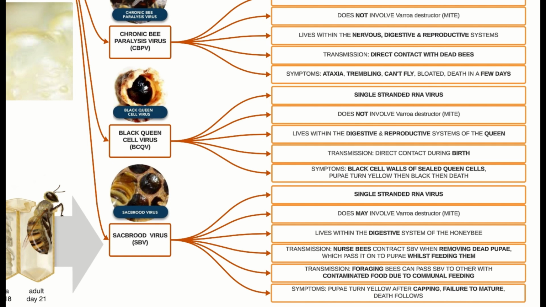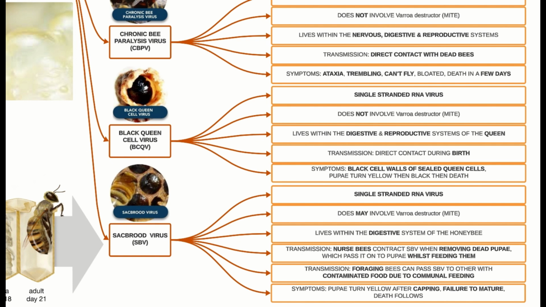With sac brood virus, again, it's a single-stranded RNA virus and it doesn't involve Varroa destructor. It lives within the digestive system of the honeybees. Transmission involves the nurse bees that contract sac brood virus when removing the dead pupa. And then it passes on to the next pupa whilst feeding them.